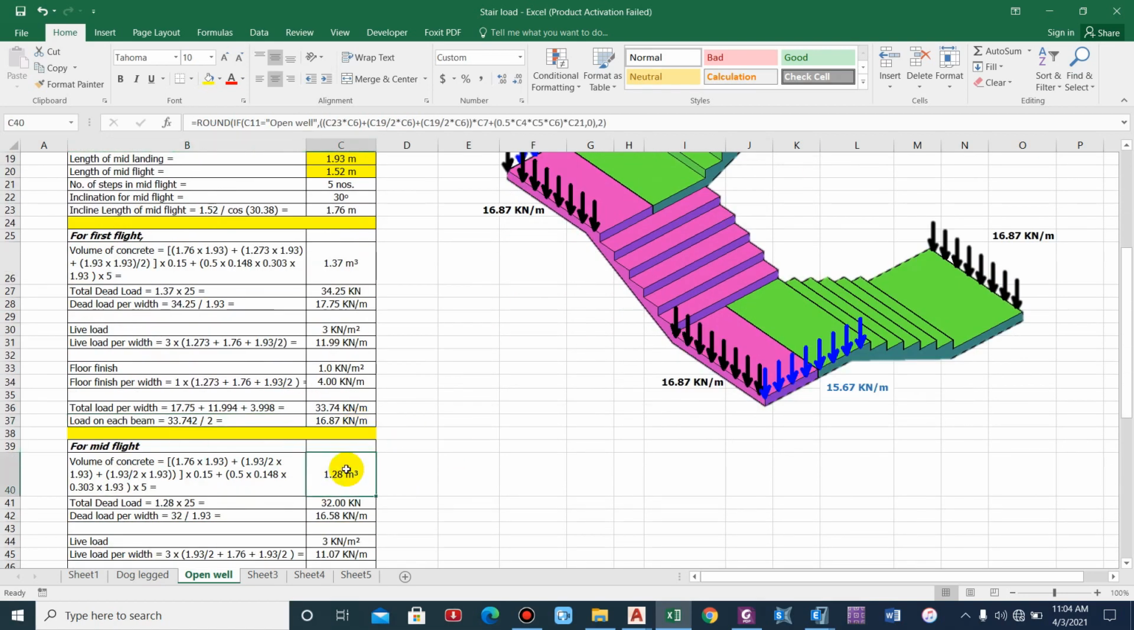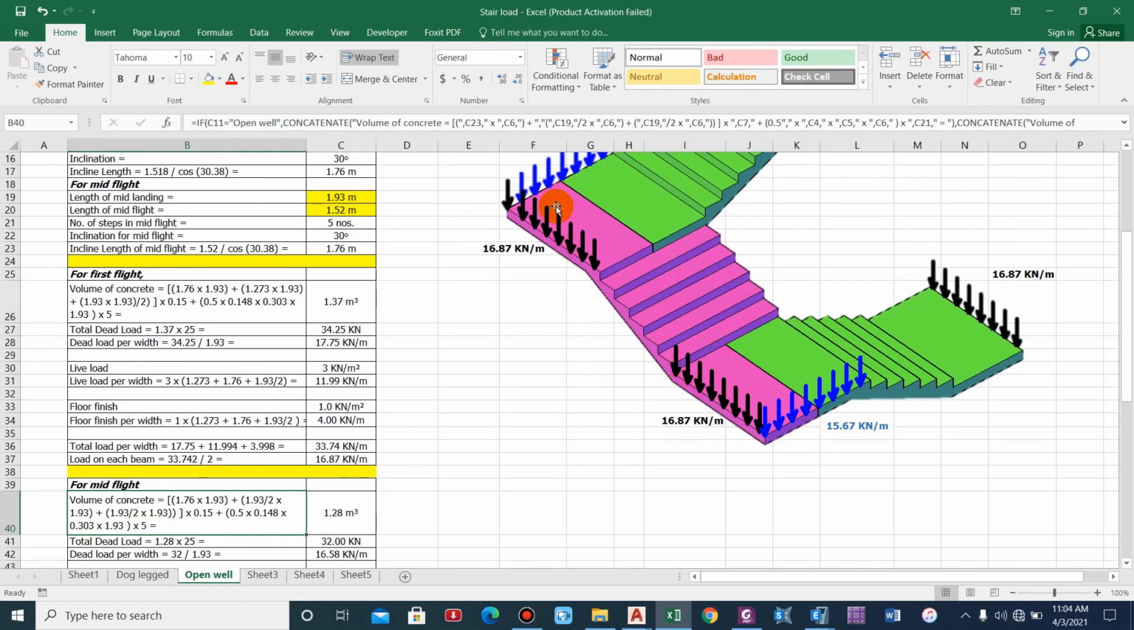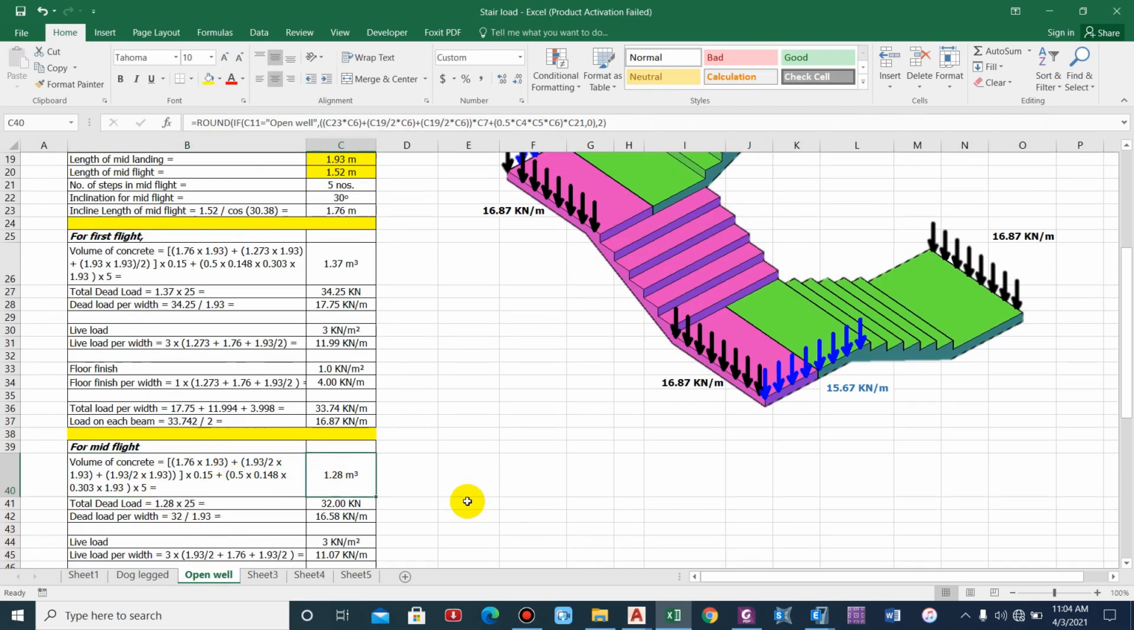Similarly for the mid flight, 1.76 into 1.93, that is the area of the inclined flight, plus 1.93 divided by 2 into 1.93, half of this landing. Similarly half of this inclined landing, half of this landing, into 0.15, we will get the volume of the staircase slab, plus for the steps as usual area of triangle into width into number of steps. So we'll get 1.28 meter cube.